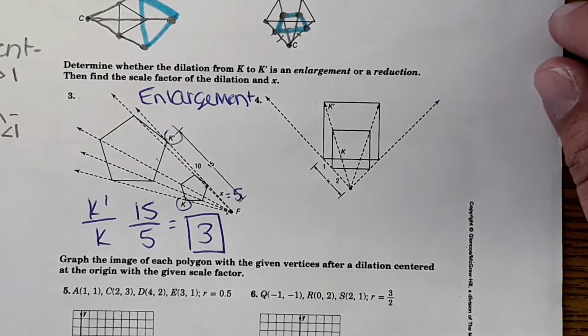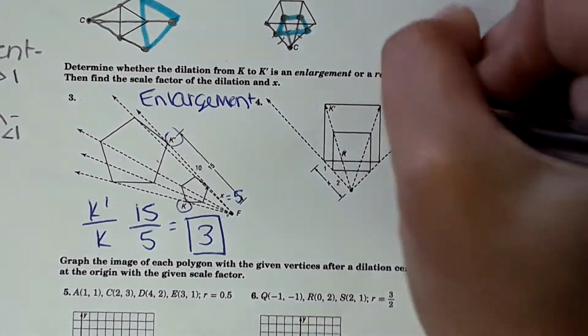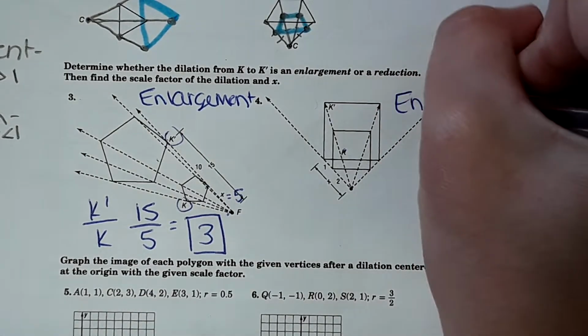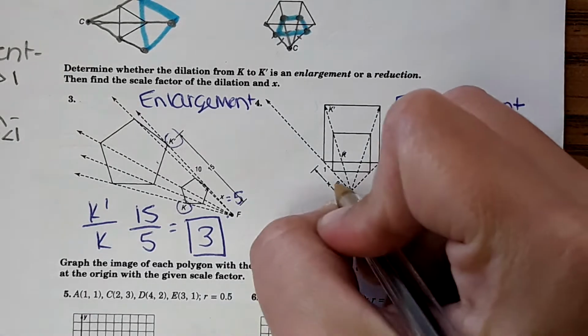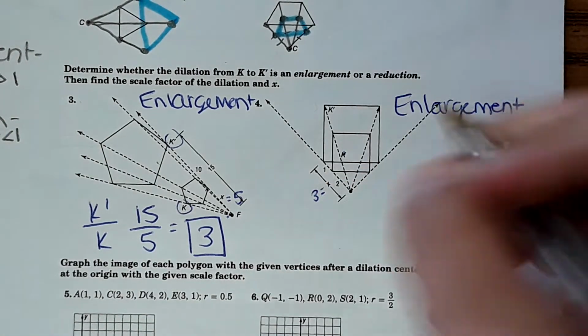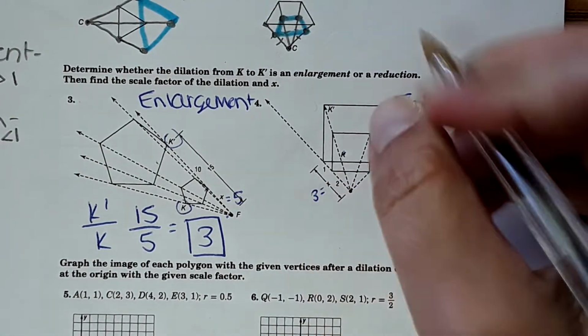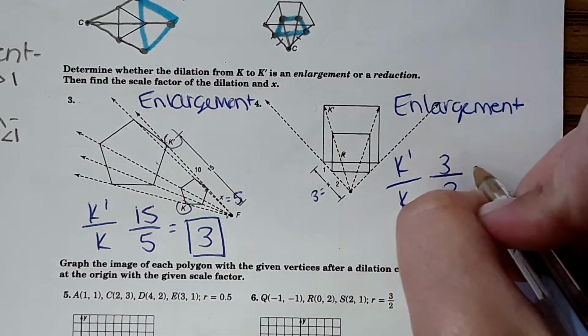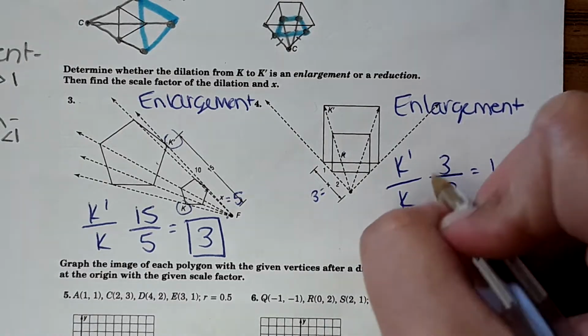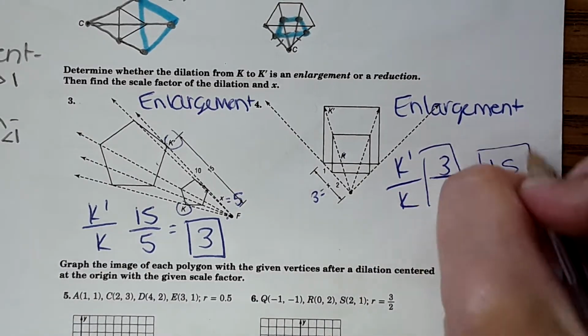And the next one, K to K prime is getting larger, so it's an enlargement. 2 plus 1 is 3. So K prime over K. 3 over 2. Or 1.5. Whatever works better in your brain.